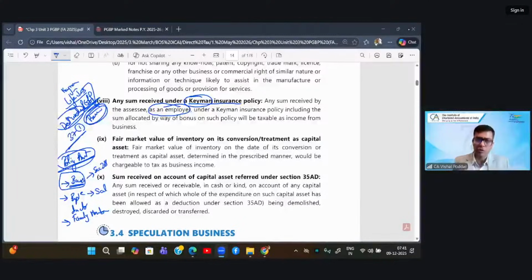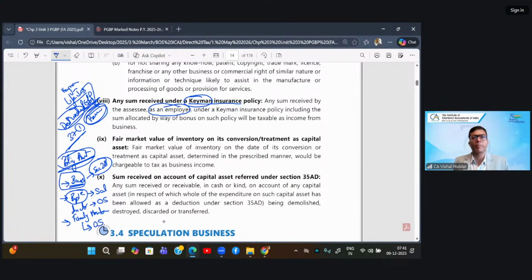Okay. So coming back to this point, where as a business I get the policy amount, it is taxed to me under section 28. If the employee gets the policy amount, it will be taxed as their salary income called profits in lieu of salary. If the director gets it as a director, then it will be taxed under other sources. Or if the family members of these persons get this policy amount, it will again be taxed as income from other sources. So this Keyman insurance policy amount is taxed under three different heads depending upon who receives that amount.